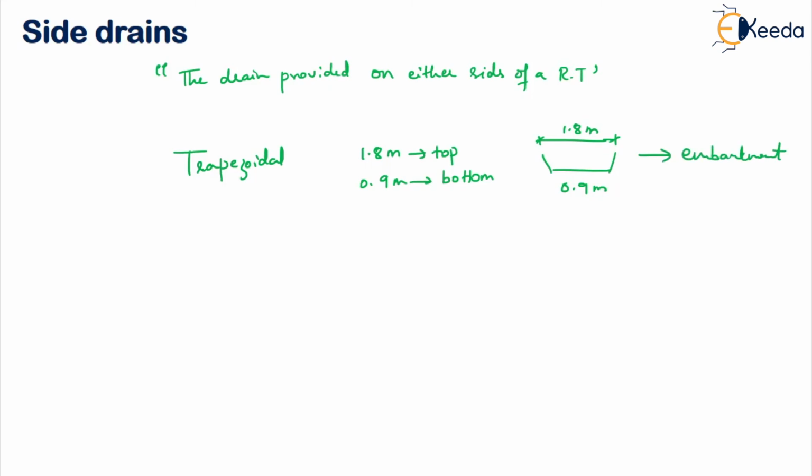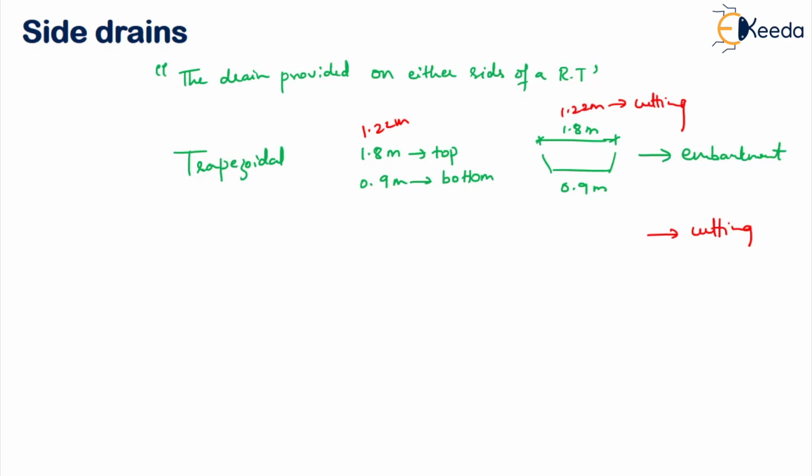If it is cutting, the top width only will be changed. It becomes 1.22 in cutting. Okay, whatever I've written in the red pen is for your cutting. Now the side drain should be provided on both sides of the embankment as well as the cutting of the track to carry what? The rainwater or any water which is coming onto your railway track.